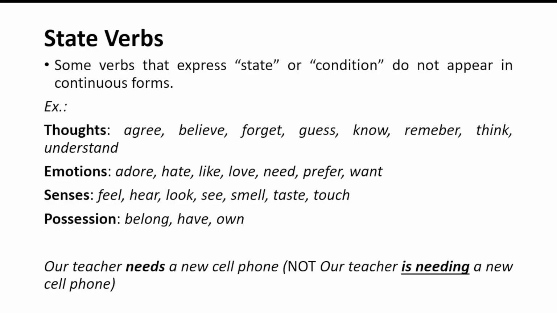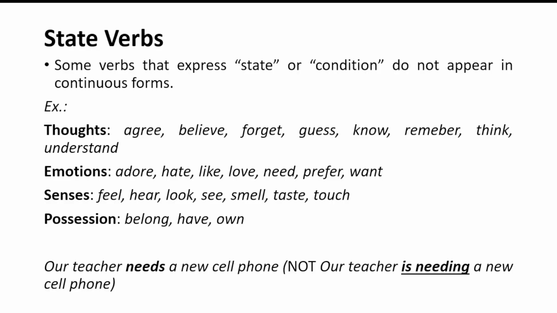And verbs that are possession, for example: belong, have, own. All these verbs are state verbs. So it's not possible to use the continuous form when we say our feelings. For example, we can say our teacher needs a new cell phone in simple present, because it's wrong to say our teacher is needing a new cell phone. This is not possible, because this is a state verb. We don't use the gerund form with the suffix -ing. So state verbs that express state or condition do not appear in continuous form.